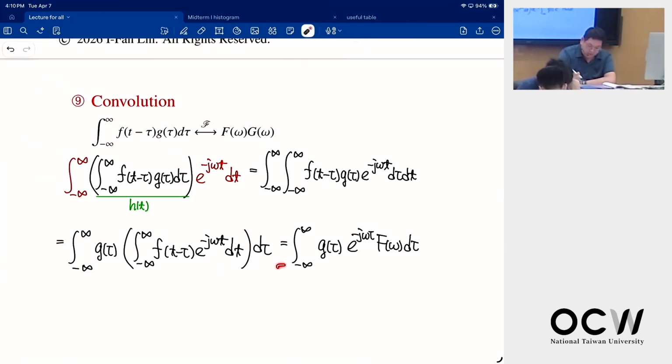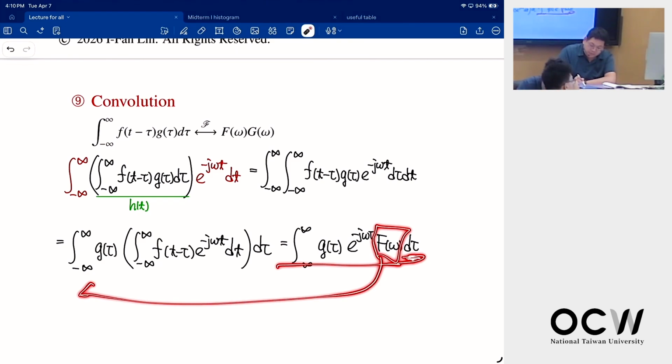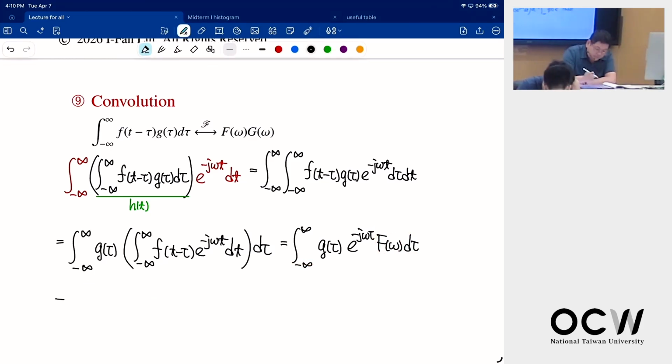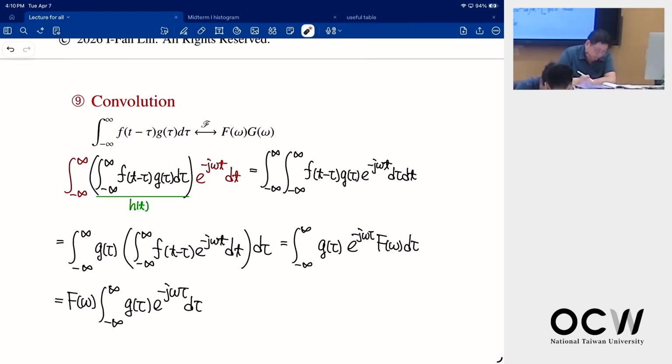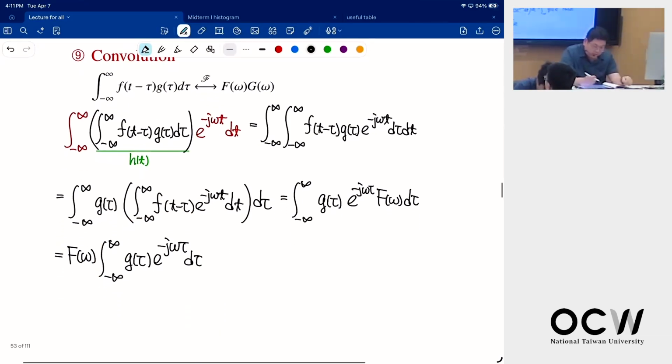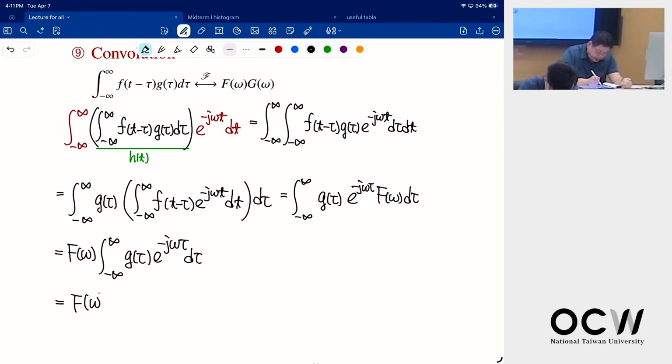Okay, now we are doing the integration with respect to tau. So I can put this Fourier transform outside. And then g of tau e to the minus j omega tau d tau. Function in the product, the basis, you get the coefficient, which is the Fourier transform of g.